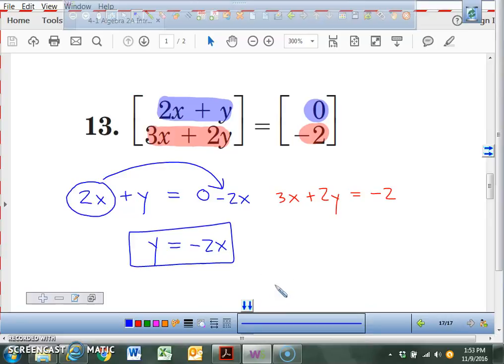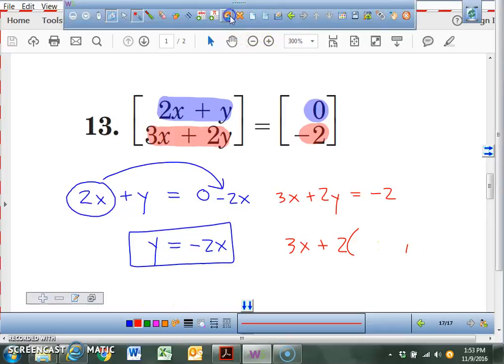Negative 2x. So we're going to take this right here, 3x plus 2, open parentheses, and I need to plug in negative 2x. That's right. Do a better job. And what is that all equal to? That's equal to a negative 2.